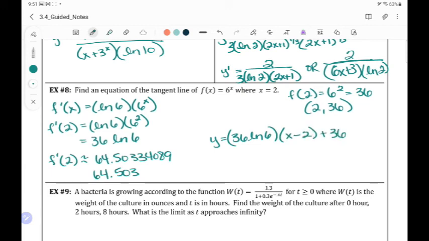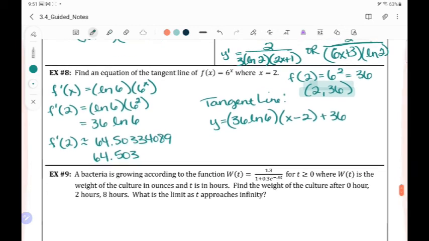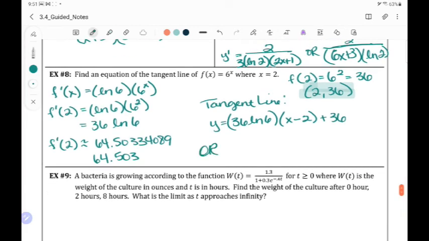Where did that come from? Remember, we're doing the equation of the tangent line. We should write that down. We always try to write it down, remember? Tangent line. Then the other option, if you are allowed to use an estimation, it doesn't have to be an exact answer. You could write it using the value that we found, 64.503 times x minus 2 plus 36.